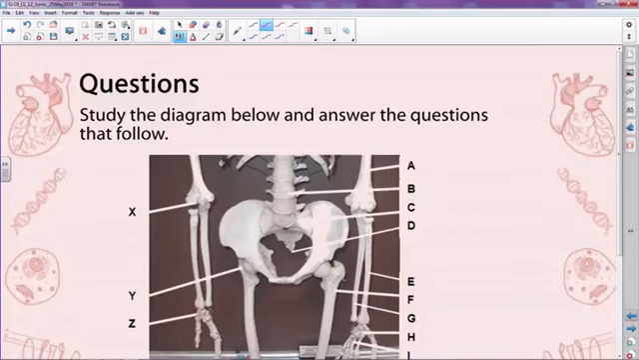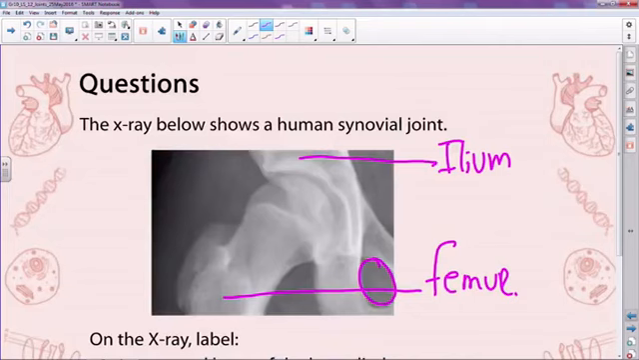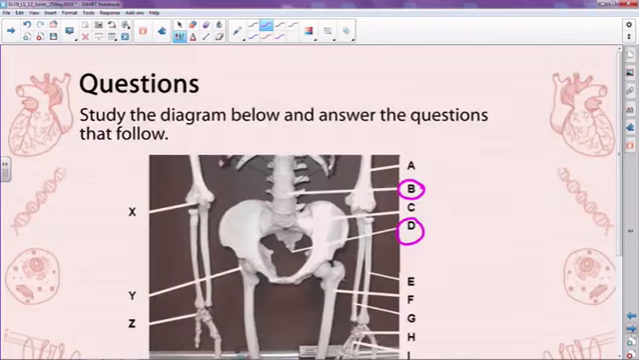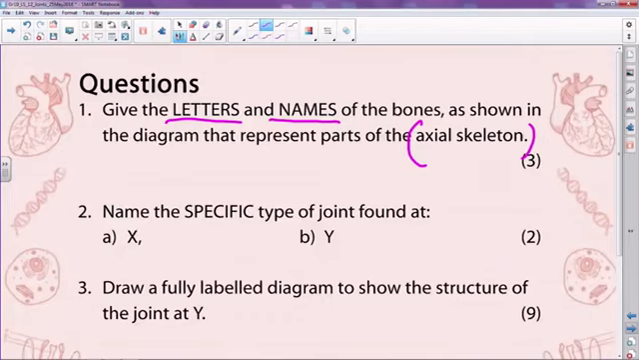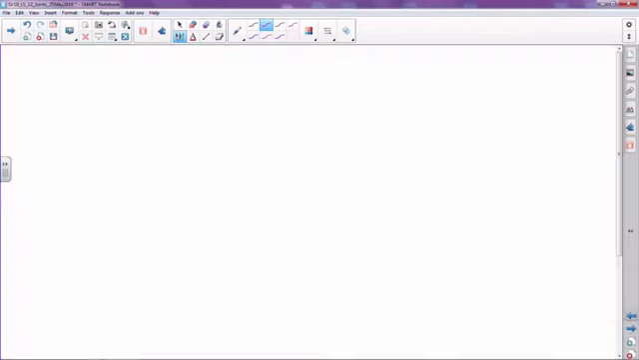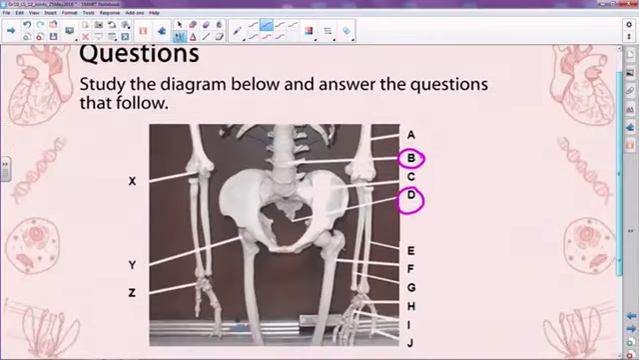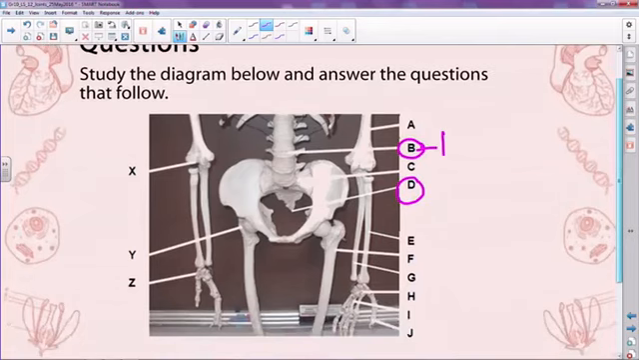If you have a look here, you should see B and D. They asked you to give the letters and the names. The letter is B, and the name is the lumbar vertebra. Number D is the coccyx, or coccygeal, the coccyx. So there we go, the axial skeleton.